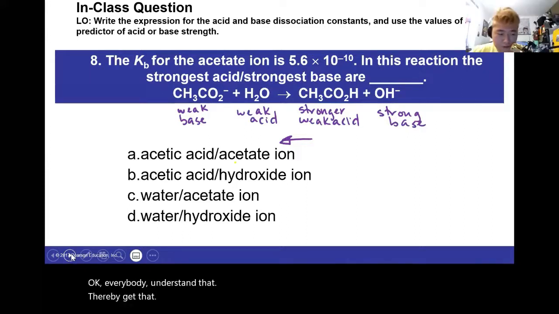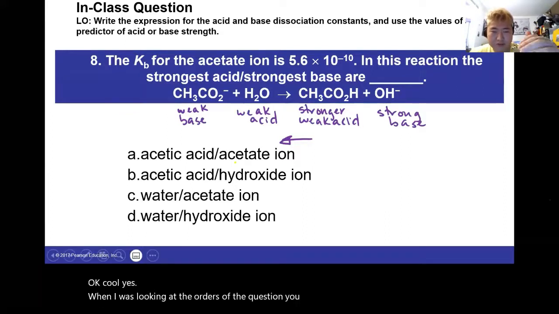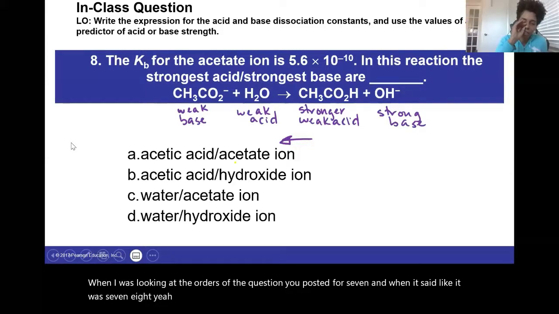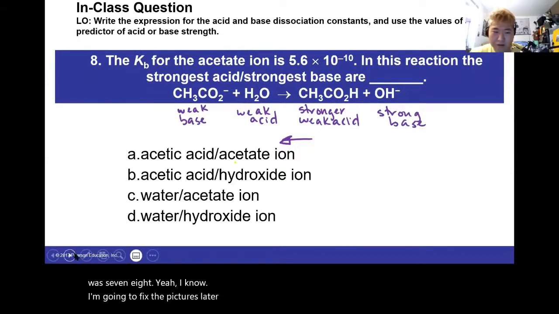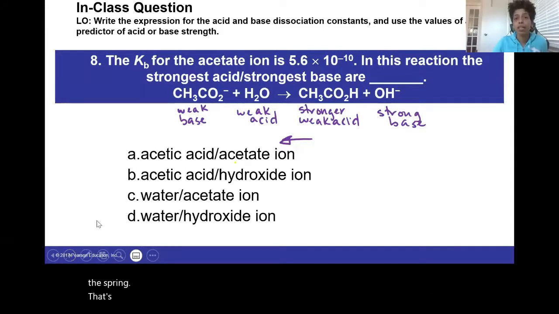Oh, Professor, I have a question. Yes. When I was looking at the question you posted for 7, it said 7A. Yeah, I know. I thought it was 7B. I'm gonna fix the pictures later, but don't worry. It's the same questions. It's from the spring. That's why. Can I go over this again?